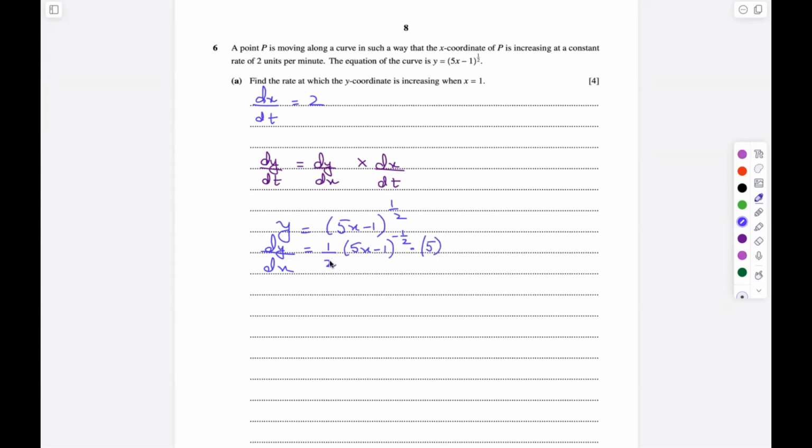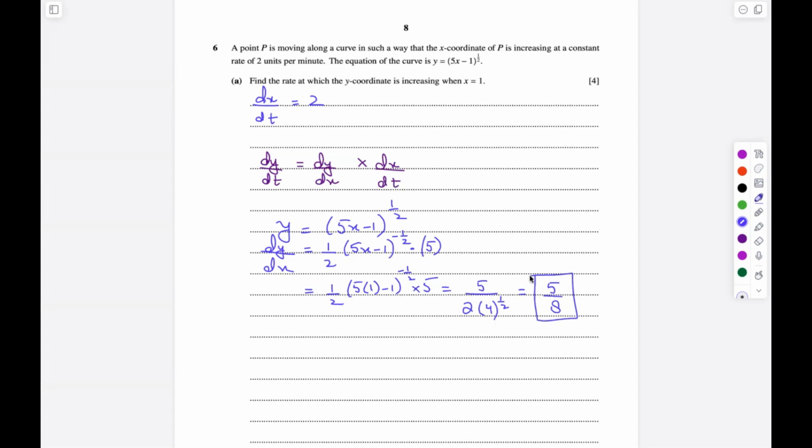Now, once we have this, we have to substitute x equals 1. So this will become 1 upon 2 into (5 into 1 minus 1) to the power minus 1 upon 2, multiplied by 5. We can simplify this to write it as 5 upon 2, and this will become 4 to the power plus half in the denominator. So the value for dy by dx will be 5 upon 8.